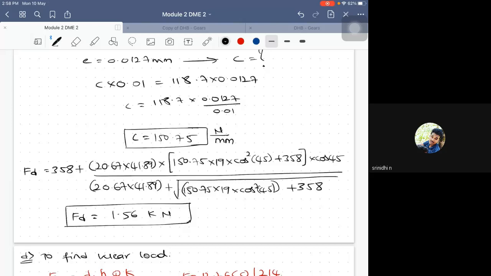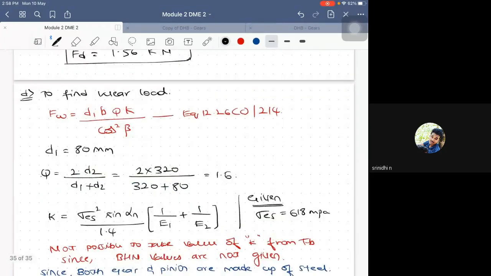Okay. So by the next class, all of you have to check for the wear load, which is given by the equation. Just take equation number 12.26c, page number 214. There you'll have the value of sigma ES. Sigma ES is given in the problem, so you have to take that value and calculate from the formula. Do not use the table for that. So calculate the value of wear load by the next class. Is that fine?